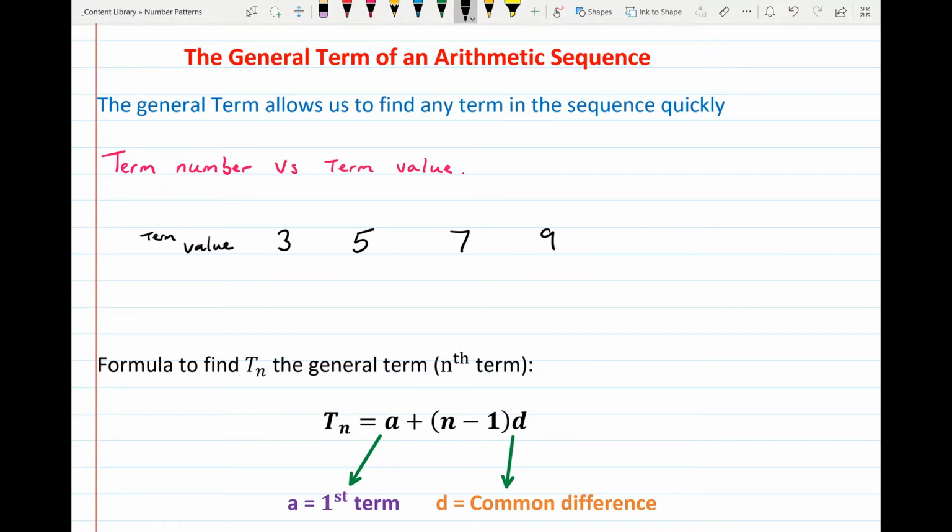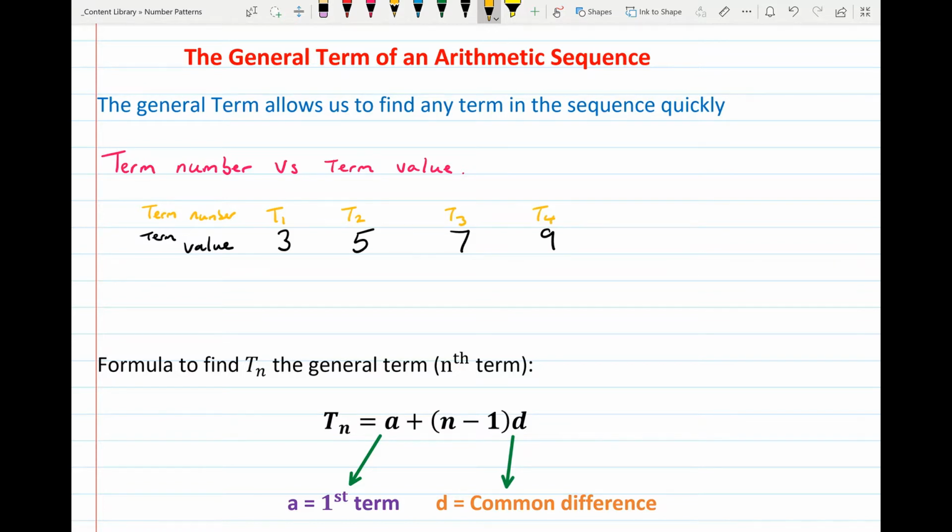But if we're talking about a sequence to someone, it's very useful to be able to give them a location in the sequence. I'm talking about the first number in the sequence, or I'm talking about the fourth number in the sequence. So we call those term numbers. And the first number in the sequence is called term 1. And the second number in the sequence is called term 2, term 3, term 4, so on.